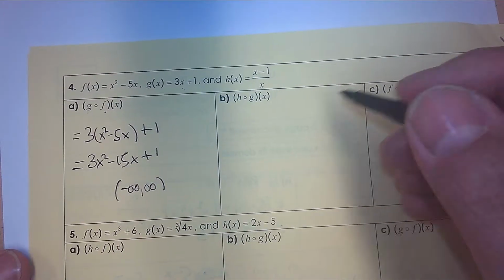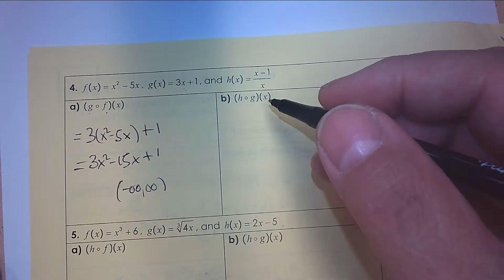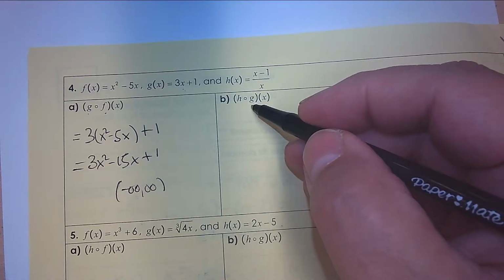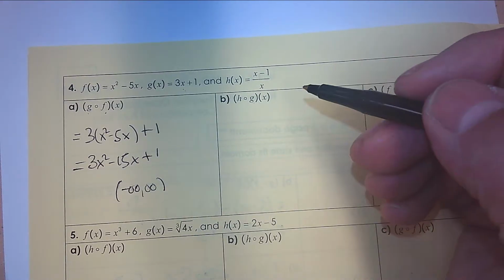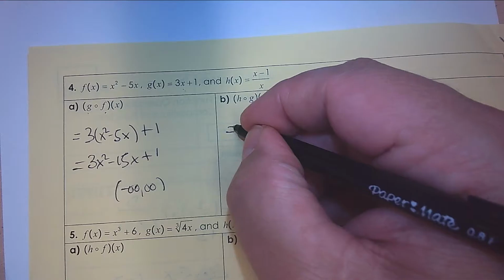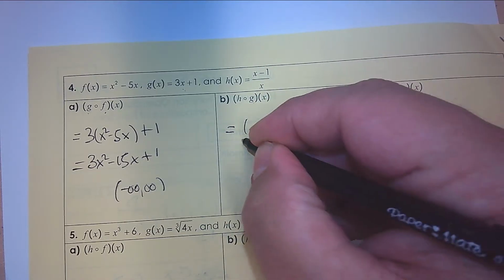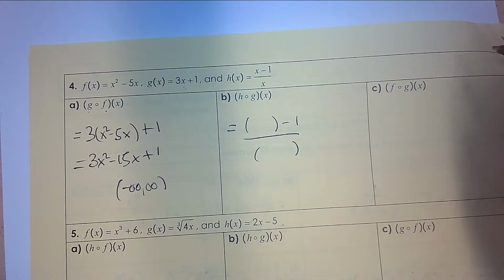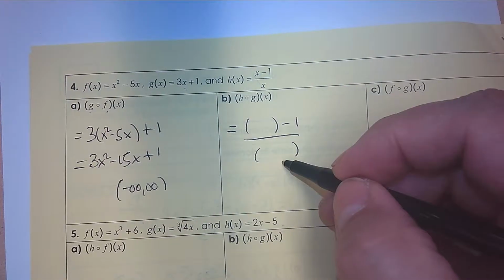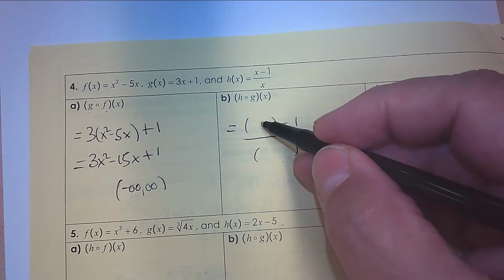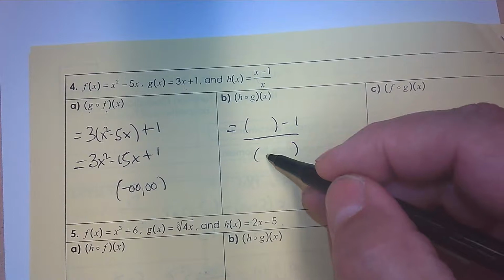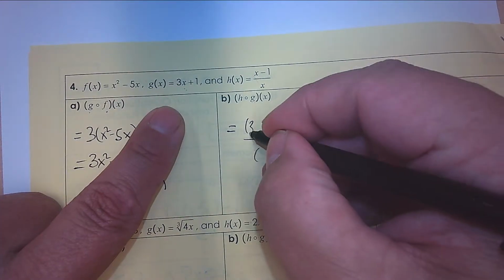I know it looks like hog, which would be great, but it's H composed by G. That means G is going to be plugged into H. So H is what I'm going to start with. And where there's an X, I think it's good practice to put in parentheses first. Then, the next step, G goes in where the parentheses are. So G is 3x plus 1.